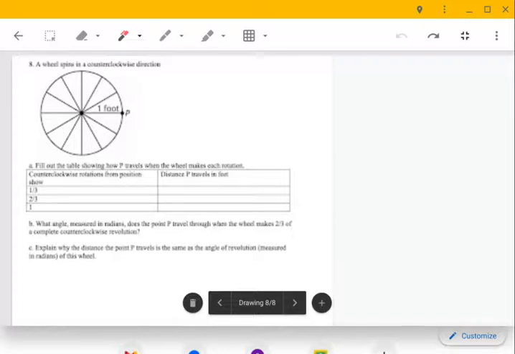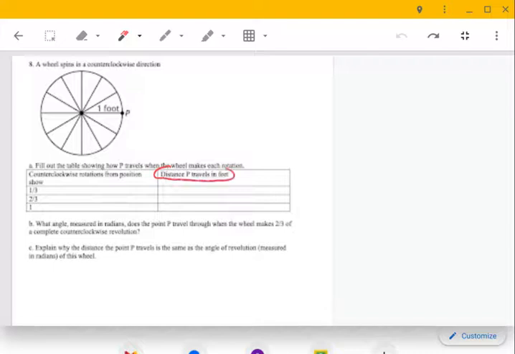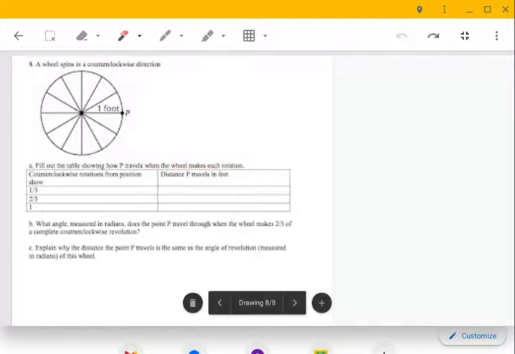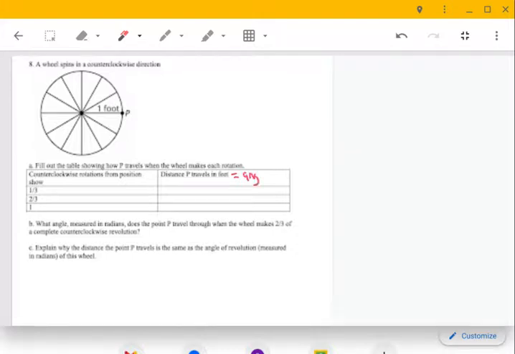When the wheel makes each rotation. So we have counterclockwise rotations from positions shown and the distance P travels in feet. Remember from a previous lesson, we learned that the distance P travels in feet is equivalent to the angle in radians.